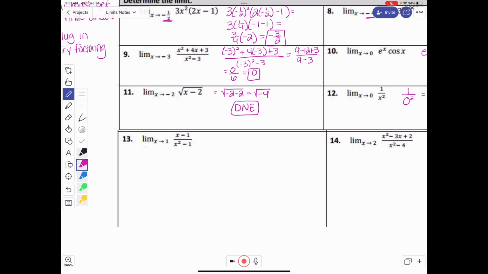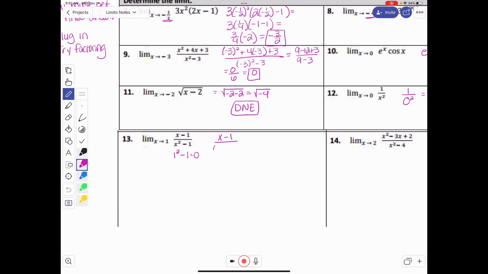Now, on this one, if I plug in a 1, and I'm just looking at the denominator, 1 squared minus 1 gives me a 0. I get a 0 on the bottom. I can't have a 0 on the bottom. But on problems that you can factor, like this one, now on 11 and 12 there was nothing else that we could do, but on this one, we can actually factor. So let's factor this one and look at what happens.